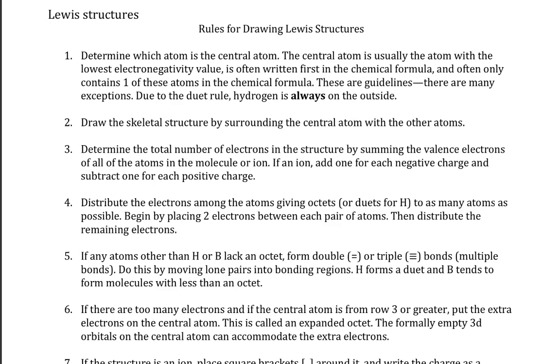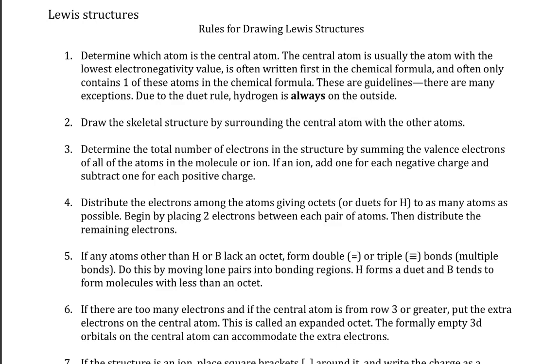It turns out that hydrogen always goes on the outside, or at least for our class, always goes on the outside according to the duet rule. It doesn't want access to any more than 2 electrons. If we try to put it in the middle, it would end up with access to more electrons, which it does not like. Okay, so these rules, guessing what is a central atom, are guidelines. There are exceptions.